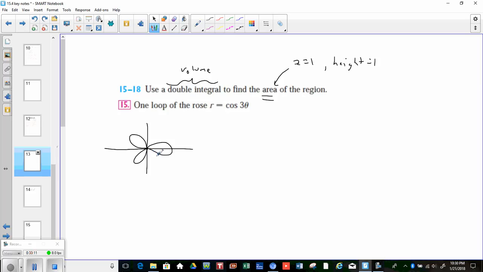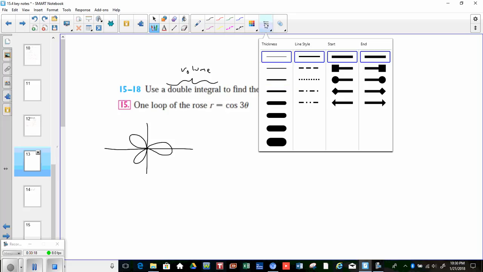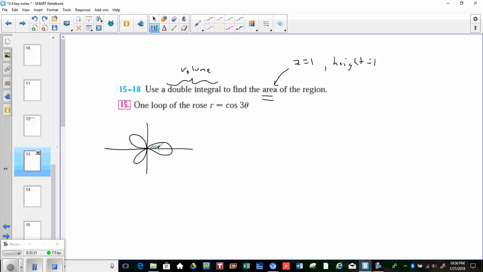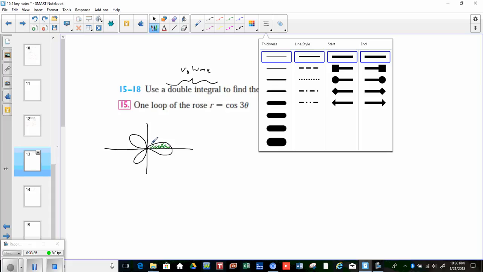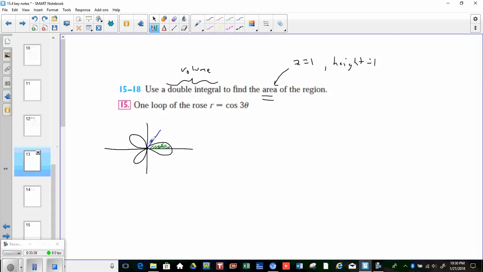All right, so let's see how we're going to figure this out. What we should be able to do is figure out what one part of this thing looks like right here, because we're only looking for one loop. If we can figure out this top piece, we can double that and figure out the entire loop. So what we really need is to know what this angle is, because we're going to have to figure out what we're going to integrate from here to wherever.